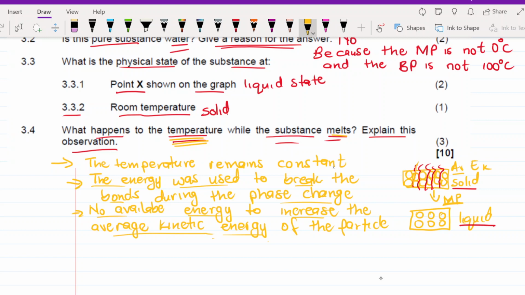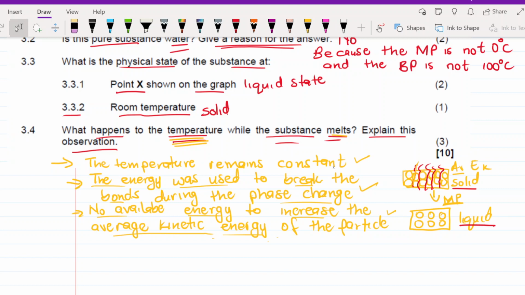That at the melting point, the temperature remains constant. If the temperature is constant, that means that the energy is all used to break the bonds and there is no available energy to increase the average energy. That's why it is constant. That is the end of question 3.4.